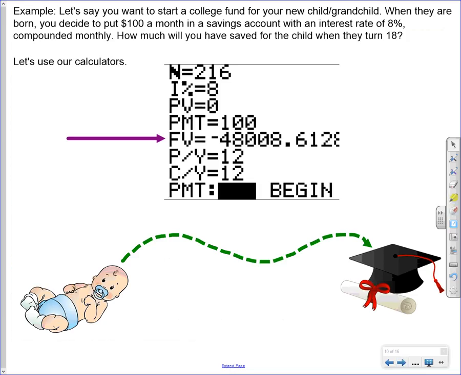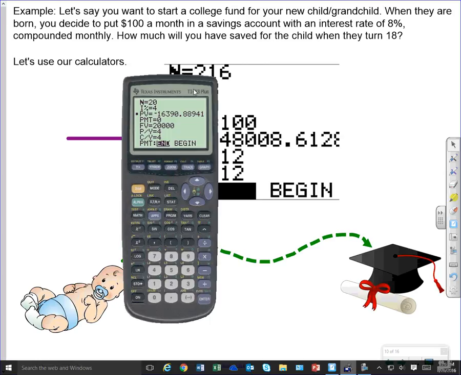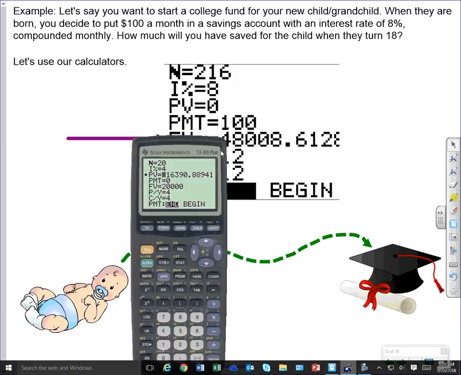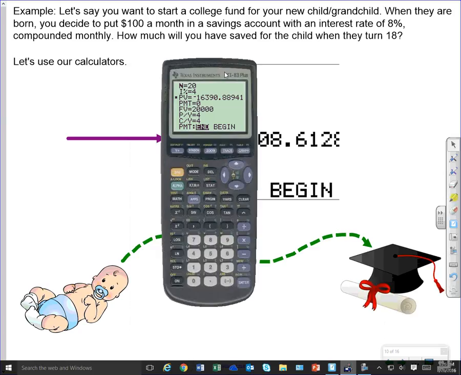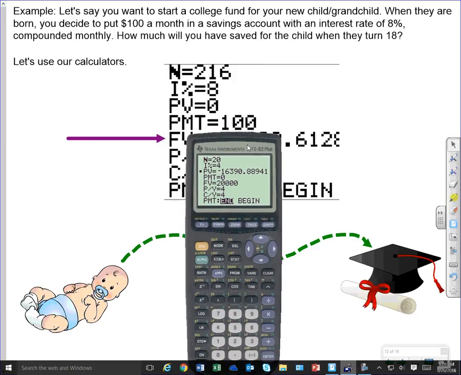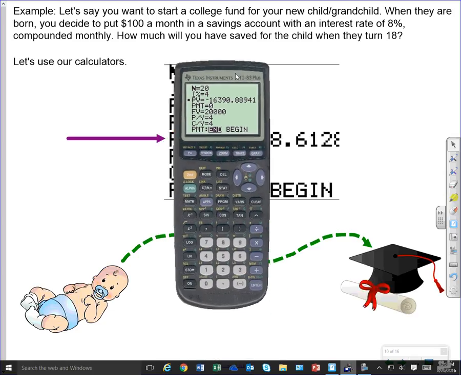Okay, so another way we could use our calculator, you're generally not going to have a question like this on your homework because it goes kind of beyond what we talk about how to do by hand. So this is not something you would be able to do by hand with anything we've learned. This is just something I'm showing you that, hey, your calculator could actually do this for you. So let's say you want to start a college fund for your new child or grandchild. When they are born, you decide to put $100 a month in a savings account with an interest rate of 8% compounded monthly. How much will you have saved for the child when they turn 18?